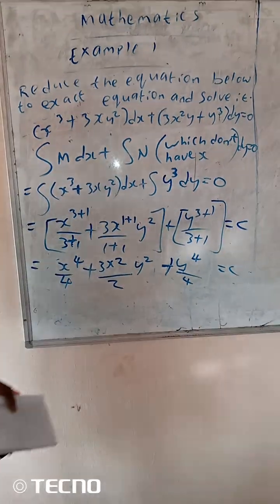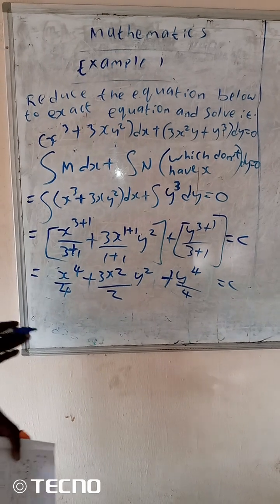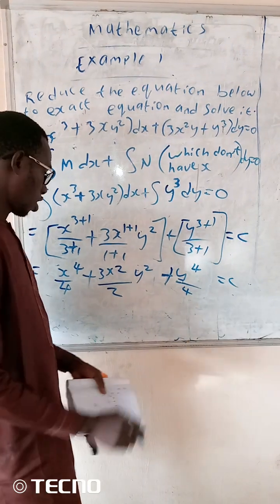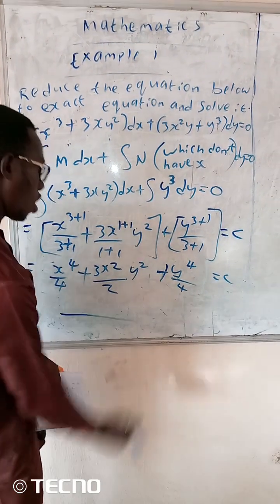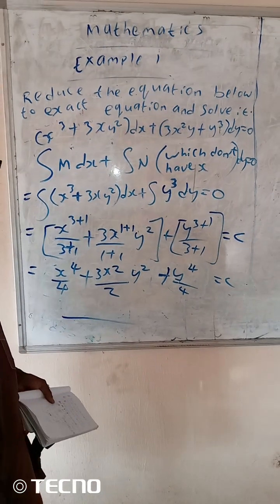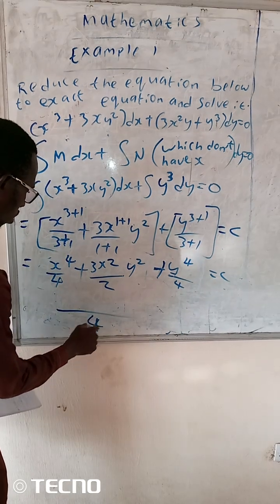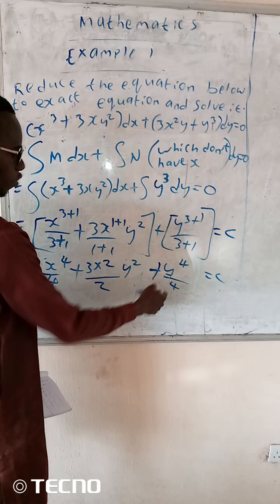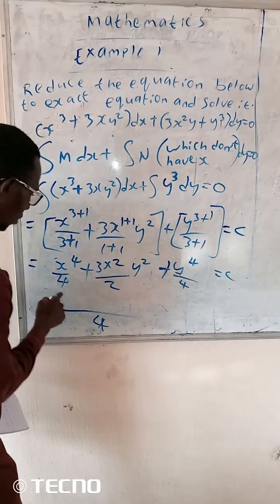So you're going to agree with me that the next step here is to introduce LCM. So we are going to find the LCM of 4, 2, and 4. What's the LCM? The LCM is 4, because 4 divided by 4 can go, 4 divided by 2 can go, 4 divided by 4 can go. So that's why we set 4 as the LCM, right?